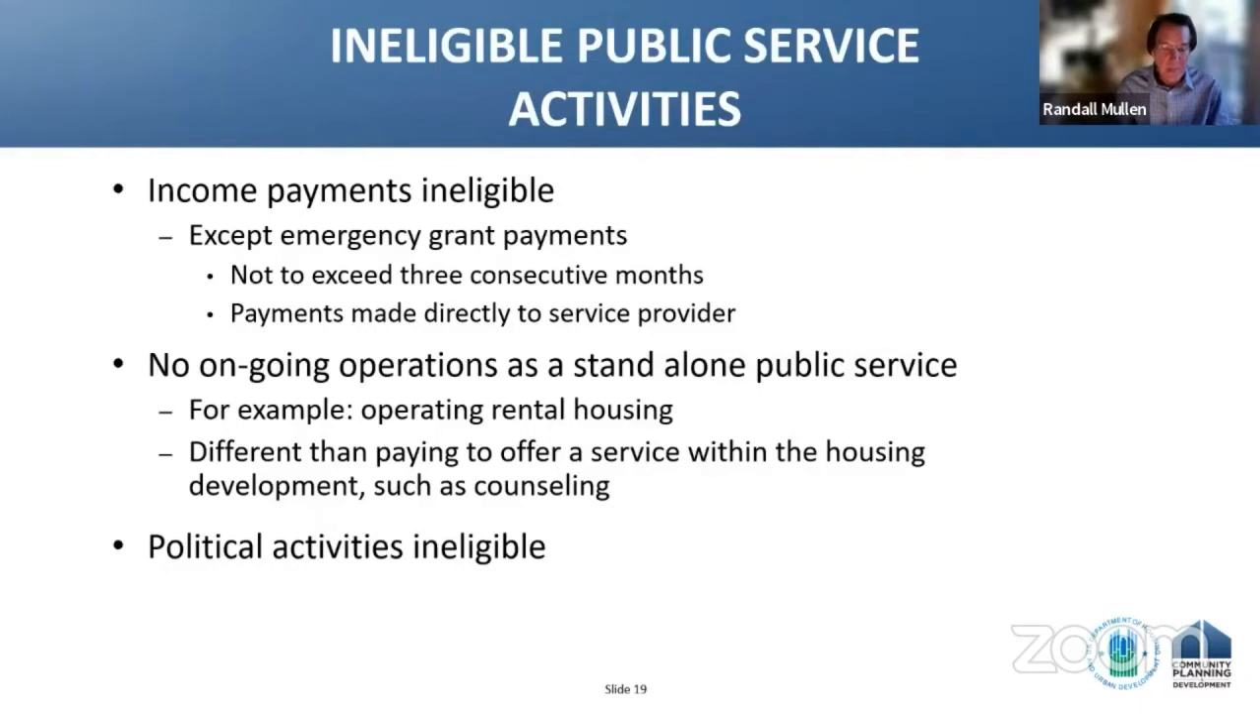And then lastly, political activities, of course, are not considered eligible and therefore are prohibited in respect to public services and every other kind of CDBG grant assisted activity as well. Next slide, please.